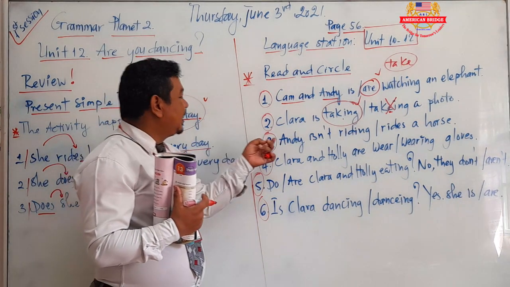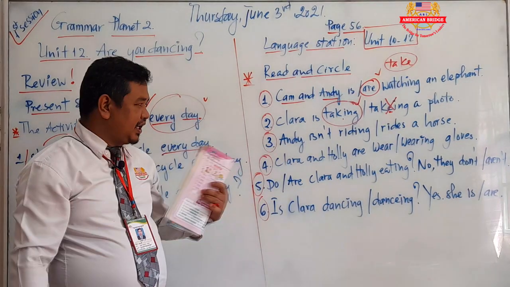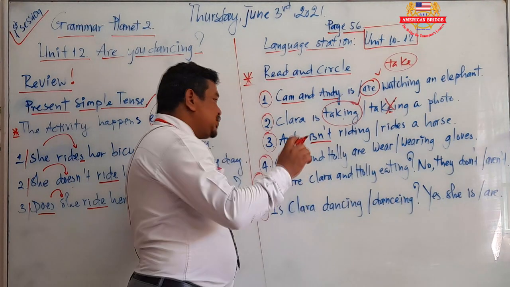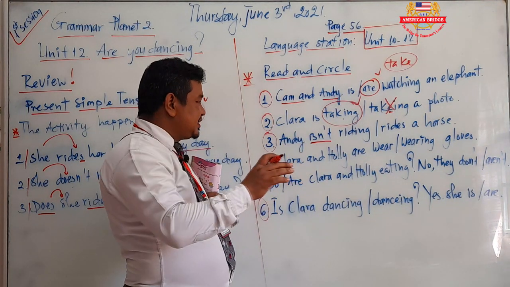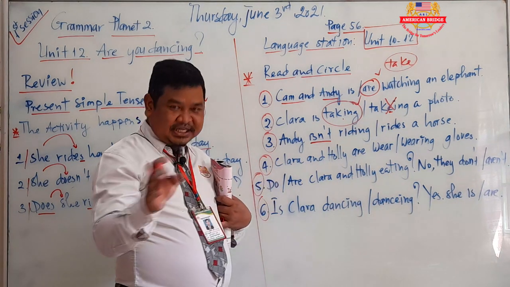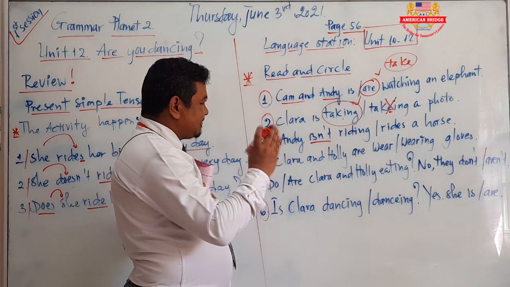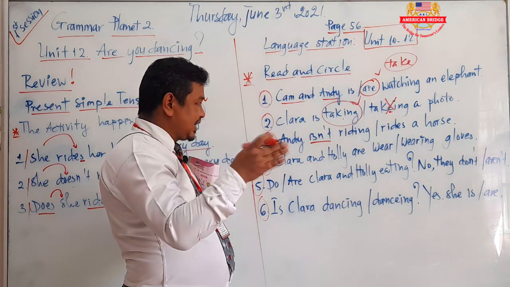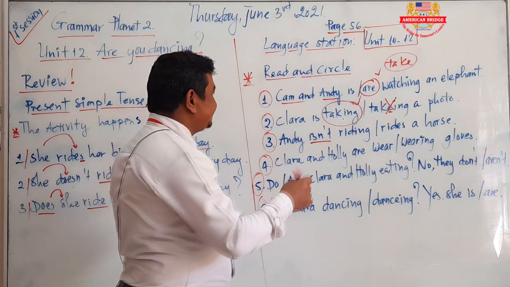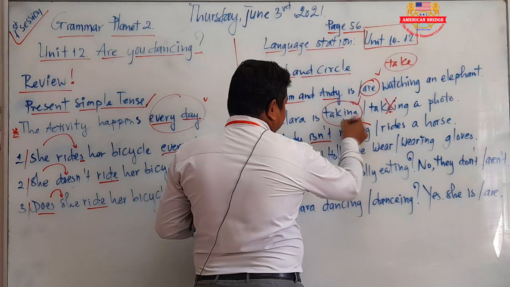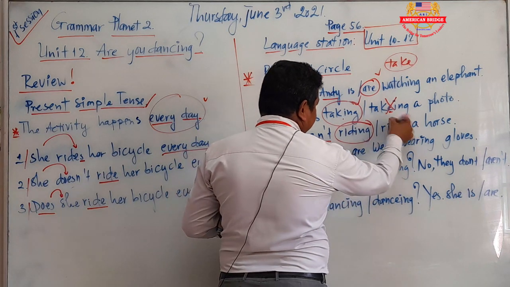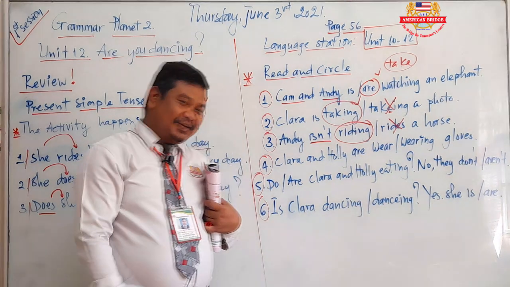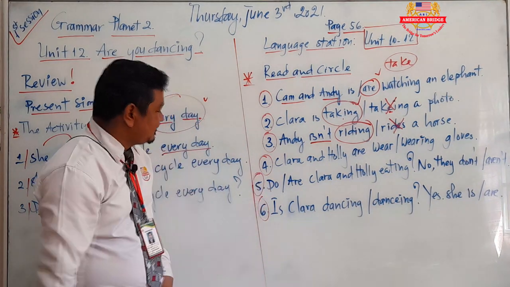Number 3, Andy is riding. Oh, so this word is isn't. This is present continuous tense, but in the negative. In present continuous tense, we have subject plus to be plus not plus verb ing for the negative. So this one is correct. Yes, riding, not this one. This one is incorrect. So Andy isn't riding a horse. Okay. So now move to number 4.